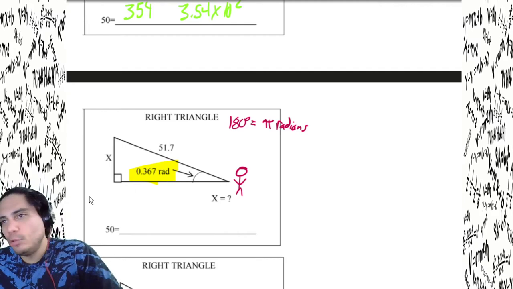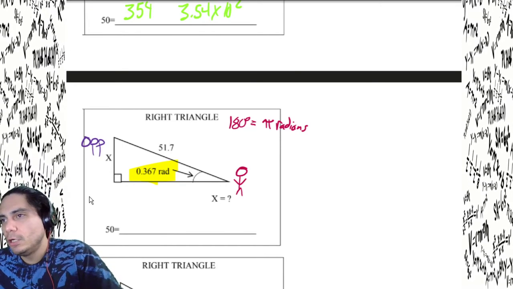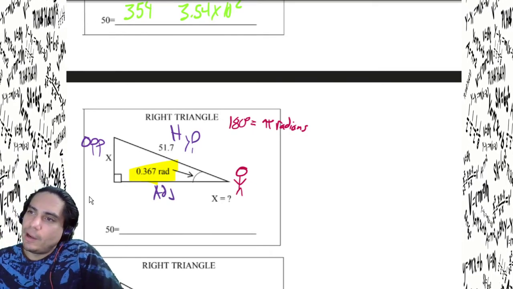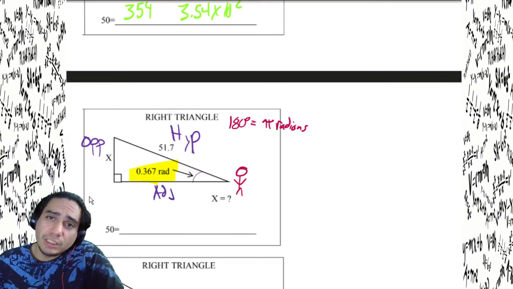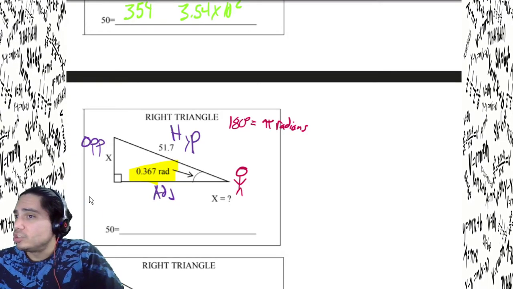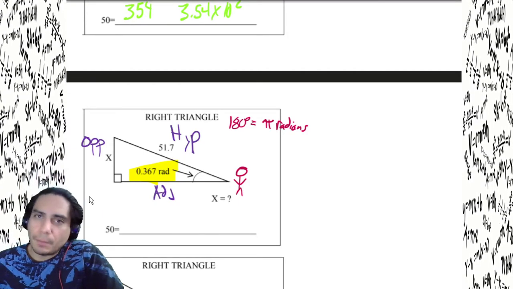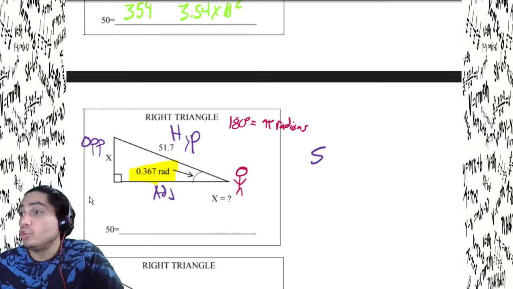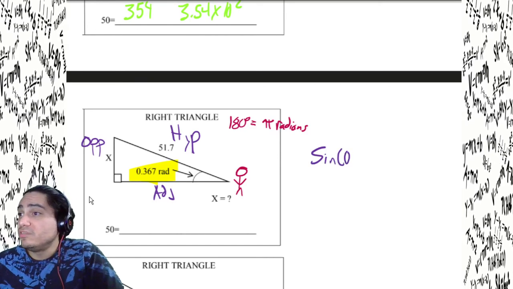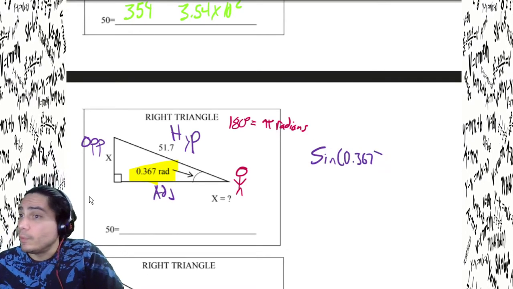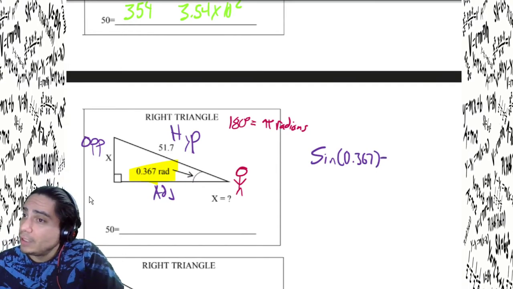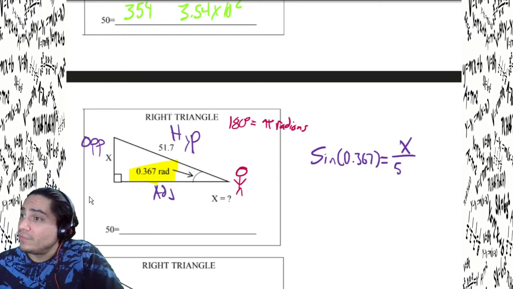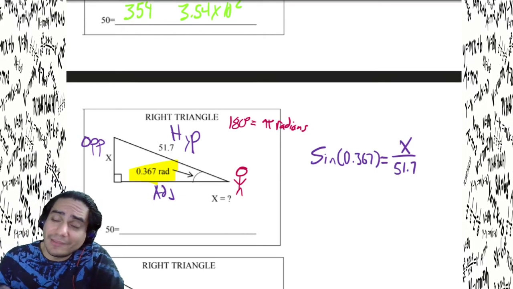All right, so anyways, same old, we got the opposite right over here, we got our hypotenuse right there, and we got ourselves the adjacent right here. Now, we're not going to be using the adjacent for this problem, we don't need it, but it's right there labeled. So let's go ahead and set this up. We got the opposite, we got the hypotenuse, what are we using? We're going to do the sine of 0.367, remember that calculator's got to be in radians mode. We're going to make that equal to x over 51.7, 51 and 7 tenths, okay?